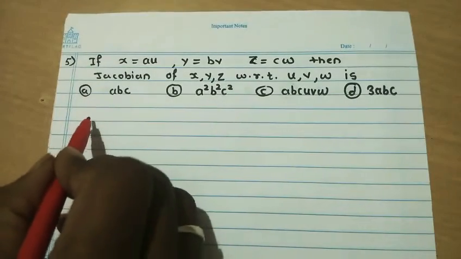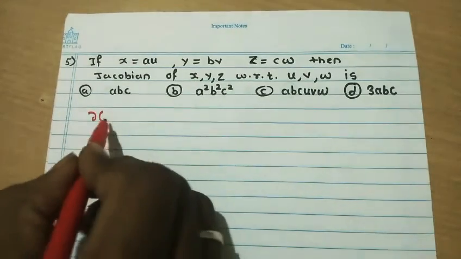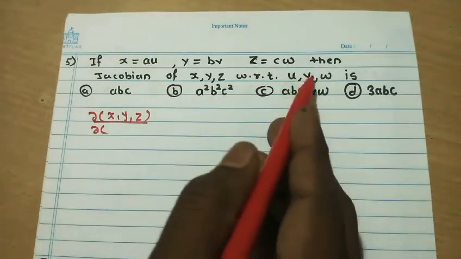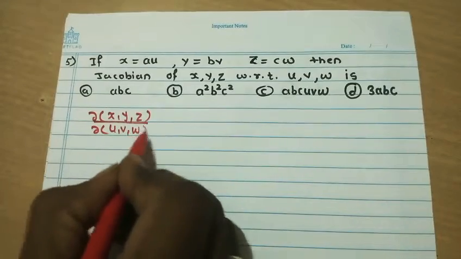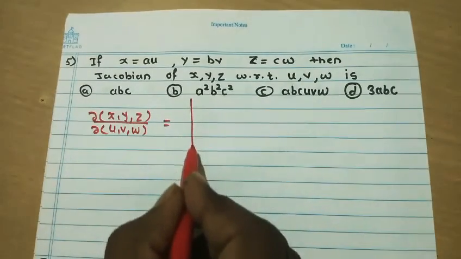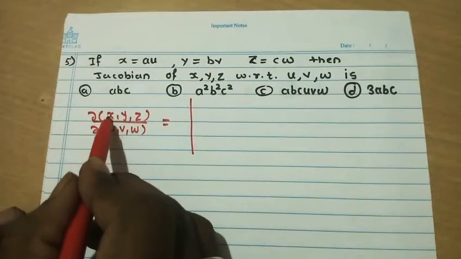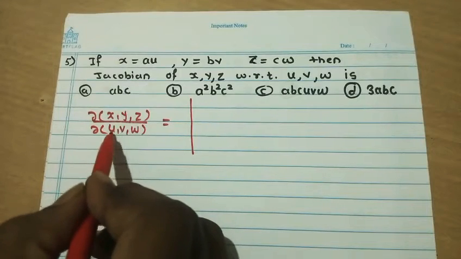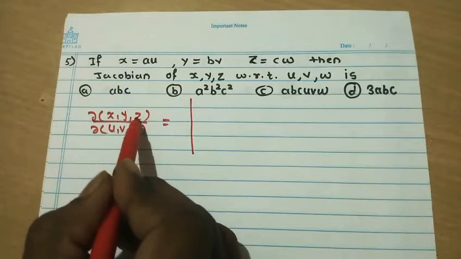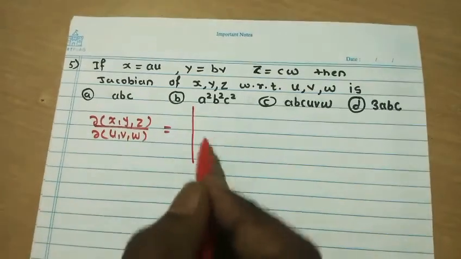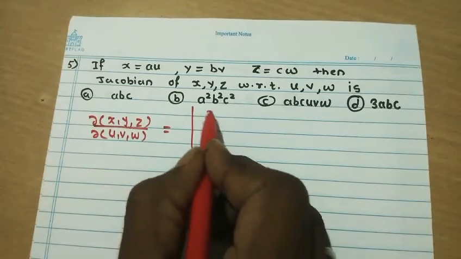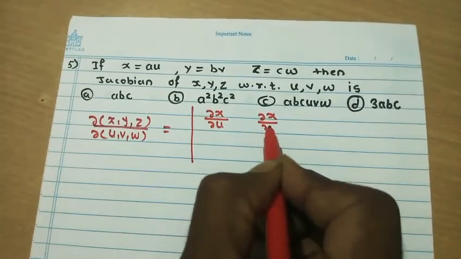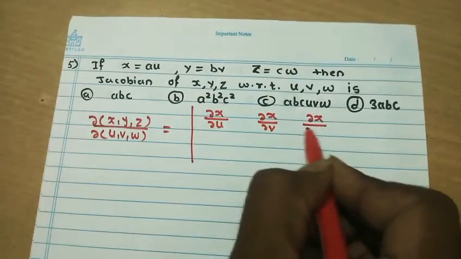So write this down in formula. So del of x comma y comma z upon del of u, v, w is equal to the determinant of, so first find the partial derivative of x with respect to u, v, w, then the partial derivative of y with respect to u, v, w, and the partial derivative of z with respect to u, v, w. So write down here in the determinant, you will get del x by del u, del x by del v, del x by del w.